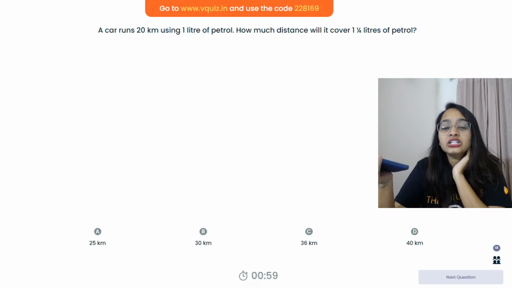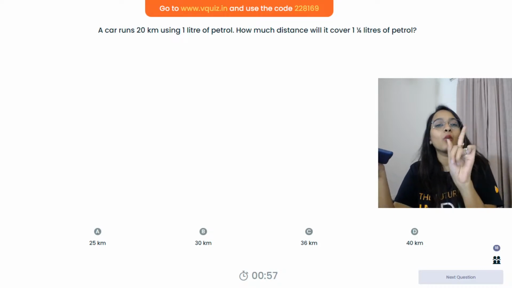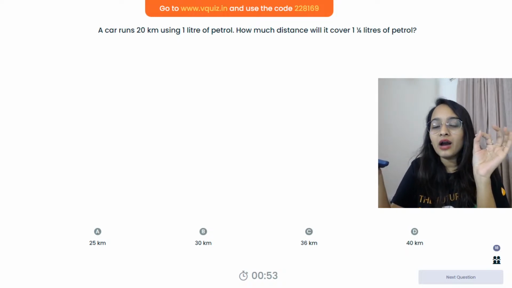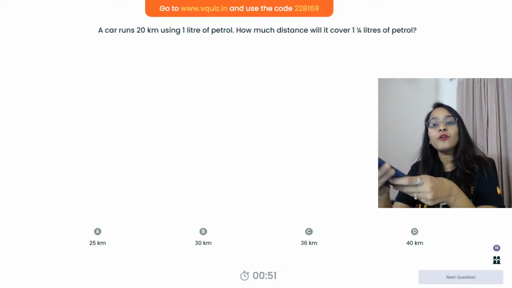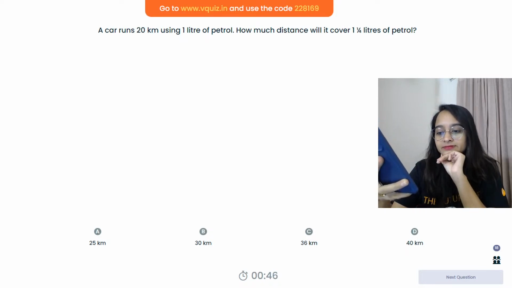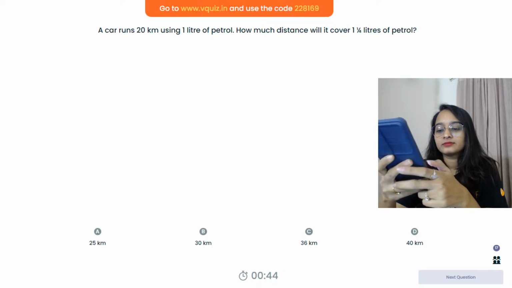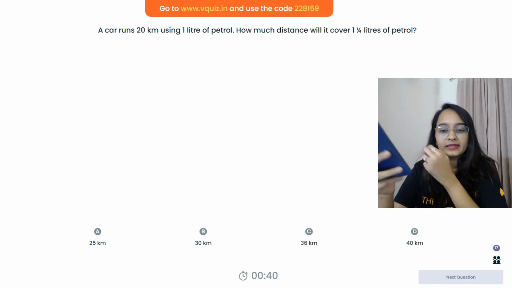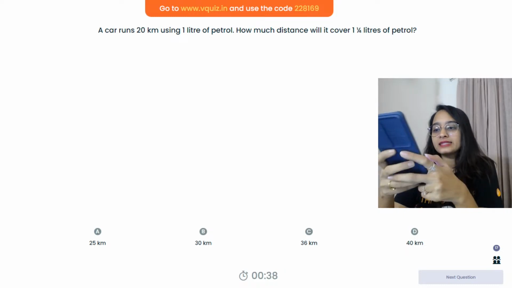A car runs 20 kilometers using 1 liter of petrol. How much distance will it cover in 1 by 4 liters of petrol? 40 seconds.